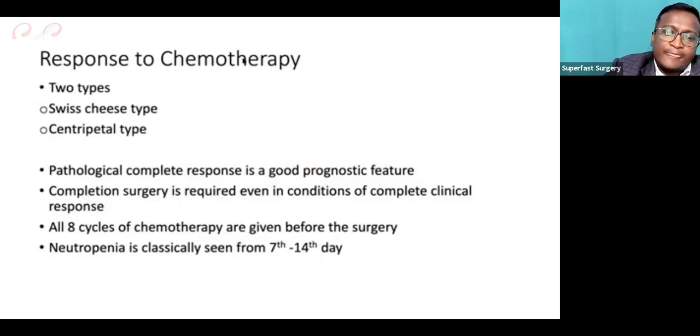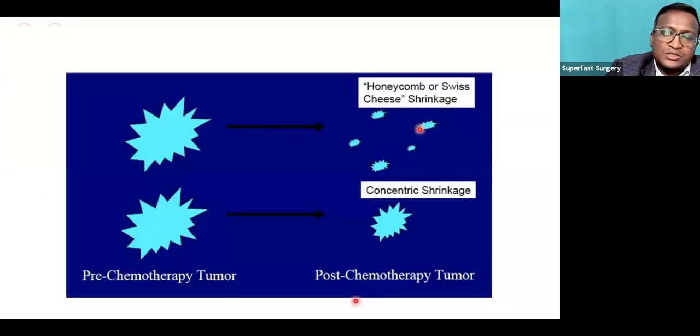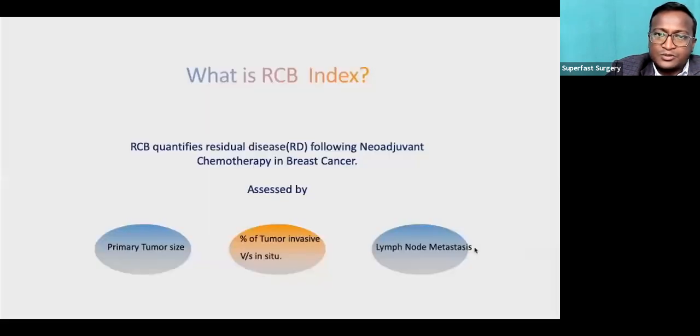Swiss cheese means the patchy response, like a Swiss cheese or honeycomb pattern, where you can see this is the tumor, this is the size of the tumor, but the response is patchy. Okay. There is no tumor here, this is tumor. And this is the concentric response, where the tumor is shrinking concentrically, from 4 cm to 1 cm, while there is honeycomb. So the chance of missing the disease is very high in this kind of response, the honeycomb or Swiss cheese pattern of response.